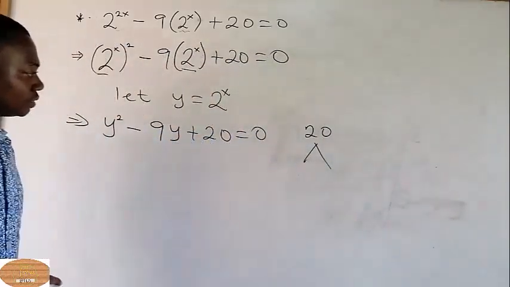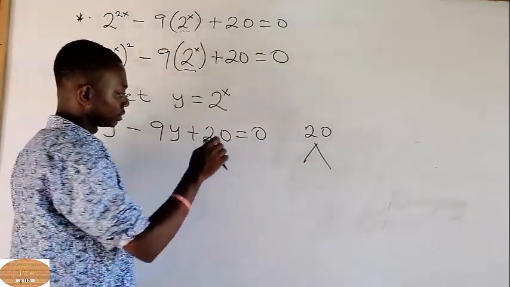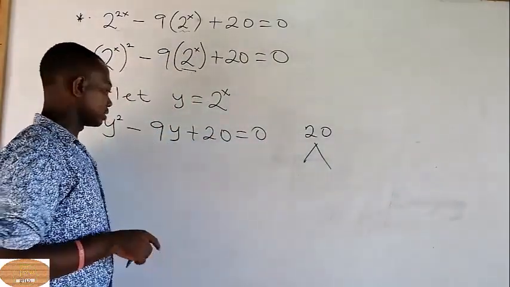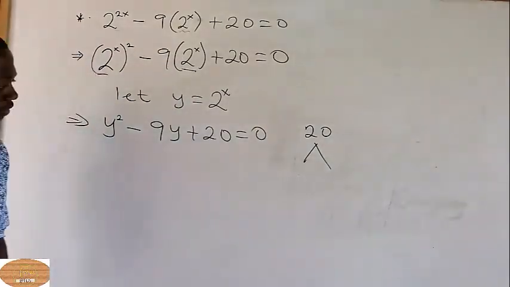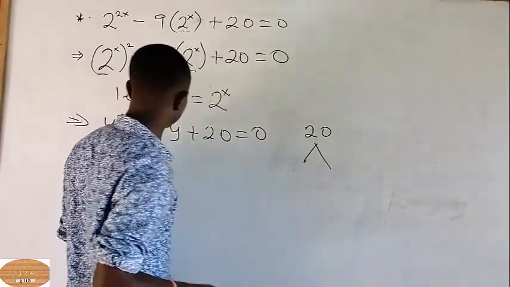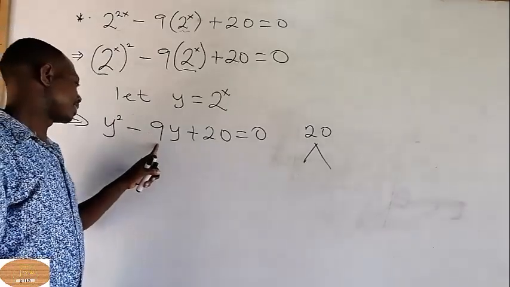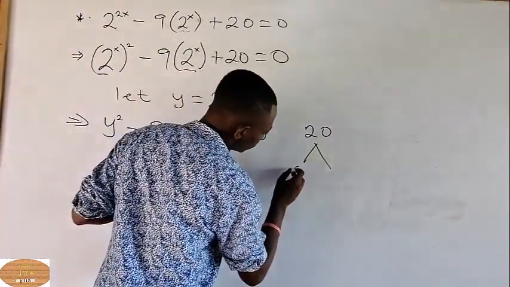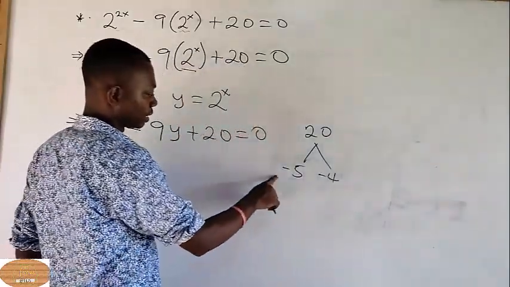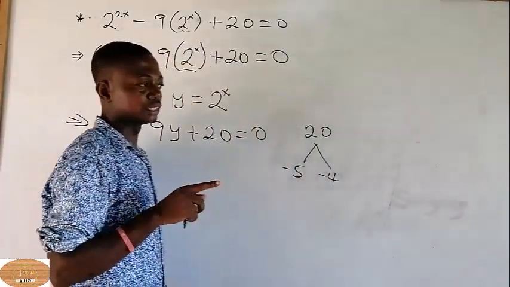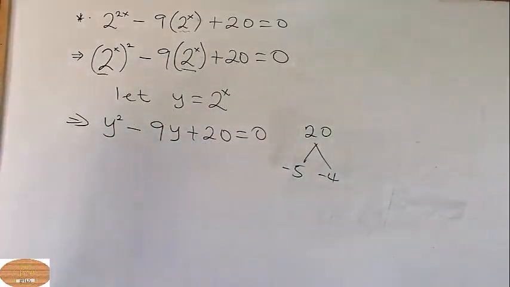Alright, now after that you find two numbers. When you multiply, you get this 20, but when you add, give you minus 9. So what are the factors? So 5 times 4 is 20, but 5 plus 4 is 9. But here is minus 9. So I'll negate 5 and then 4. So that minus 5 times minus 4, I'll get equals to 20. But minus 5 plus minus 4, I'll get minus 9.